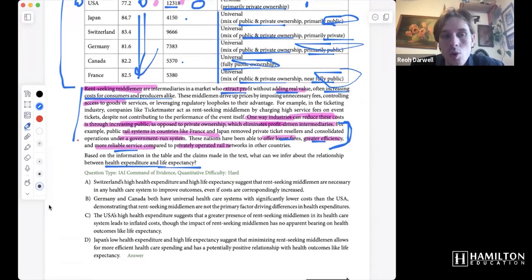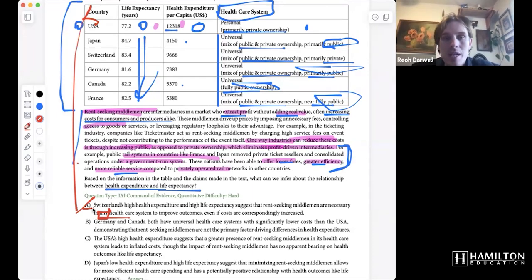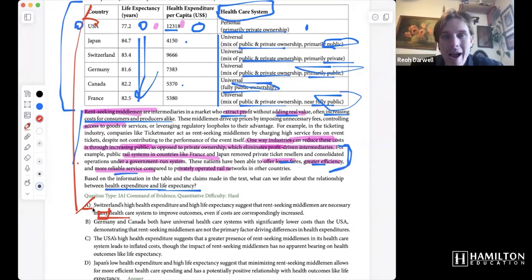Okay. So what do our answer choices say? A, Switzerland's high health expenditure and high life expectancy suggests that rent-seeking middlemen are necessary in any healthcare systems, okay, any, to improve outcomes, even if costs are correspondingly increased. All right. So what refutes A? Well, one, looking at the United States and seeing the word any. A is a too extreme distractor, right? Most times we see this universal or absolute language, like any health system.